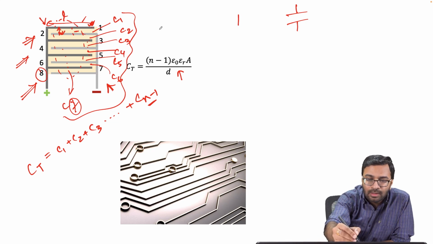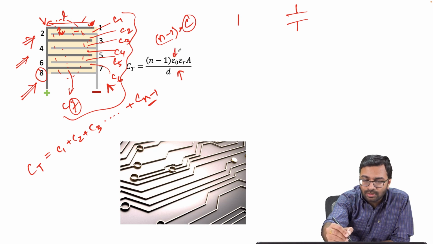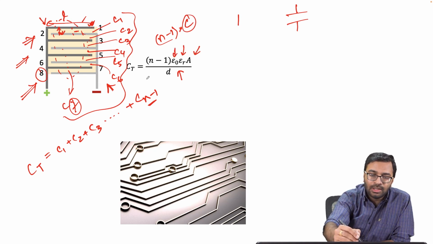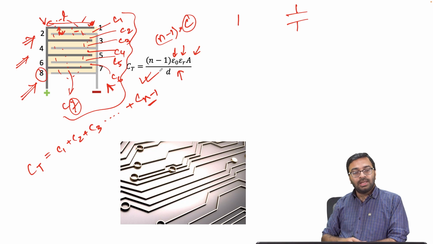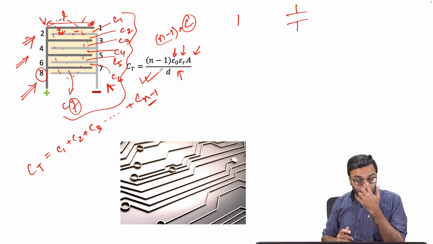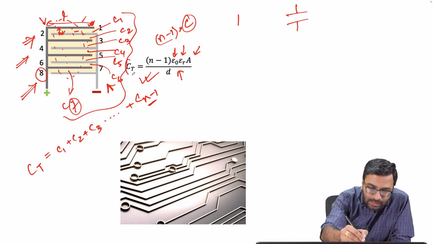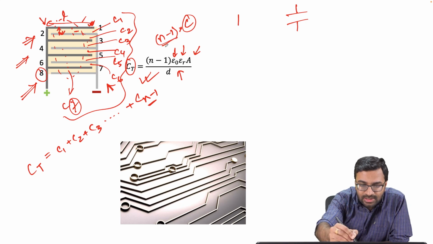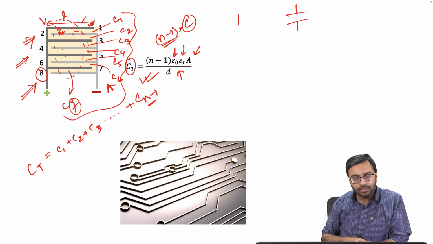So you have n minus 1 number of C. So in total it will be n minus 1 into C, and the value of C is epsilon 0 epsilon r A divided by d. So this is the total capacitance you will get, meaning the total capacitance associated with these n minus 1 capacitors.